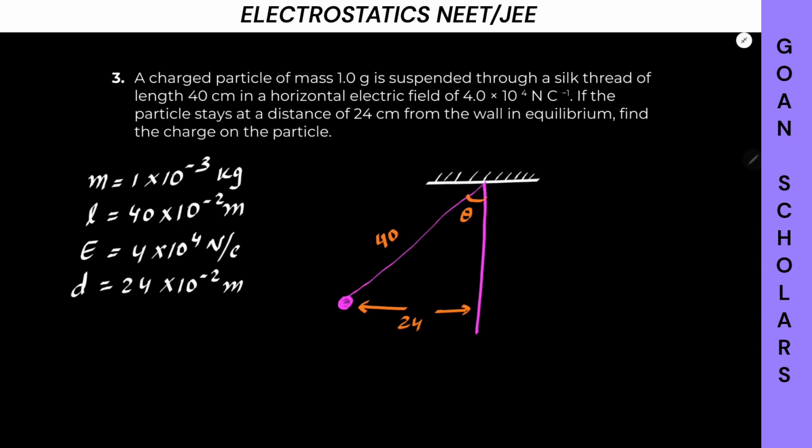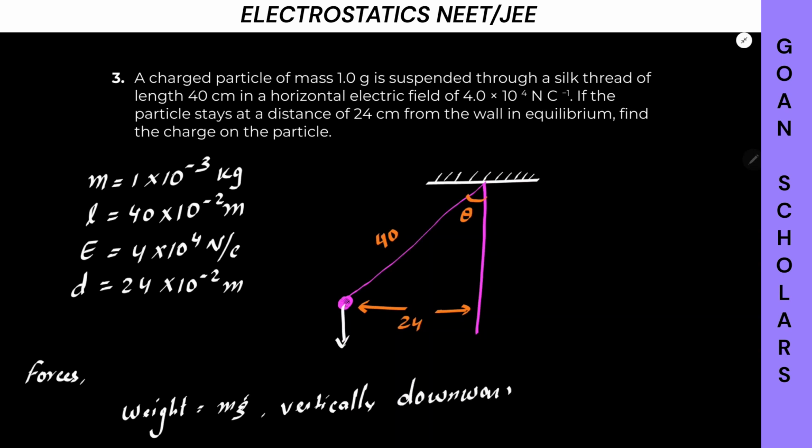First force is the weight of this particle. And where is the weight of the particle? It will be vertically downward, correct? And how do we write this weight? So let me write here forces. Weight. And what is the value of weight? mg. And the direction is vertically downward. This is mg over here.